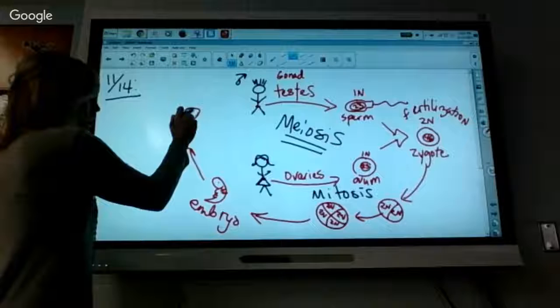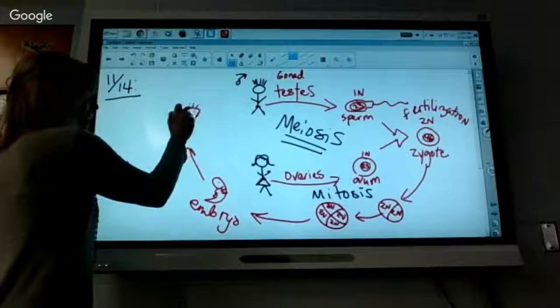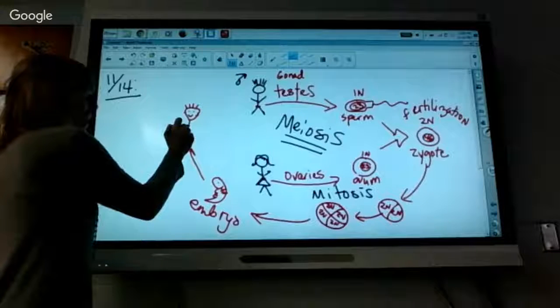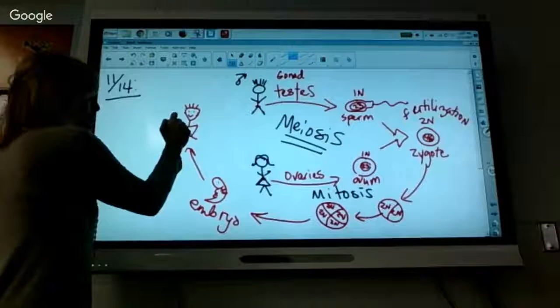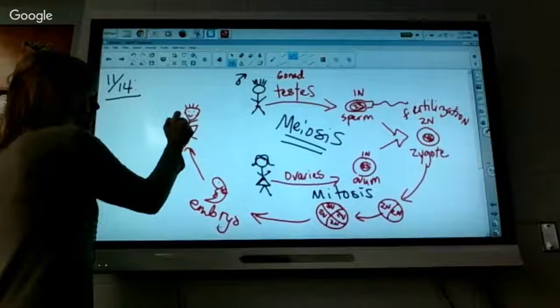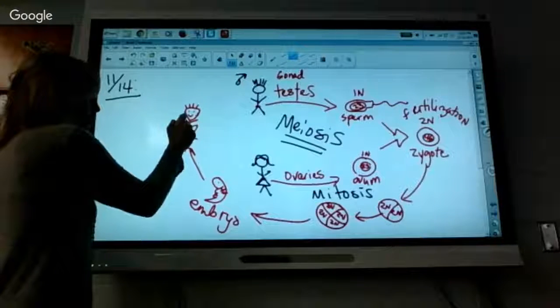Why are you looking at me, Daniel? I'm not bow-legged. So here's a little bow-legged fetus. Everybody was kind of bow-legged. You're all cramped up in there.